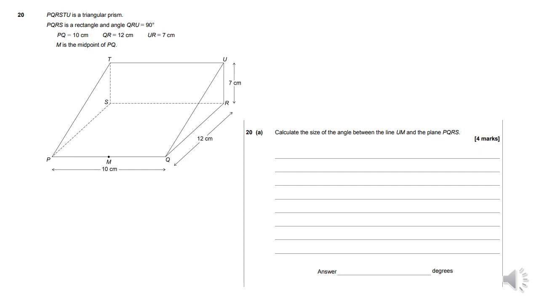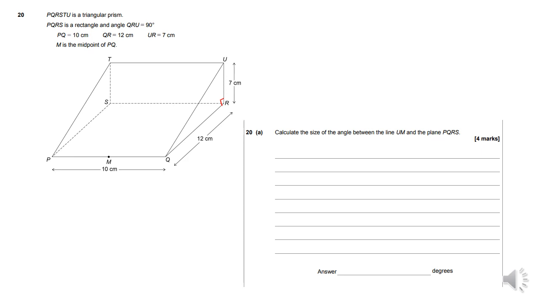Okay, quite a lot of information that I think is all represented on the diagram, but let's just double check first. So it's a triangular prism. I can see that. That's nice. PQRS is a rectangle. So PQRS, that's the bottom face, isn't it? That's the bit that's touching the floor that it's sat on. And angle QRU is a right angle. So it's telling me that that bit there is a right angle, which isn't on the diagram, so I'm just going to plonk it on. PQ is 10, great, I've got that. QR is 12, great, I've got that. And UR is 7, that's all marked on.